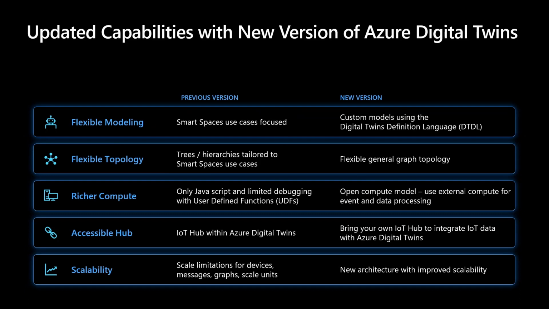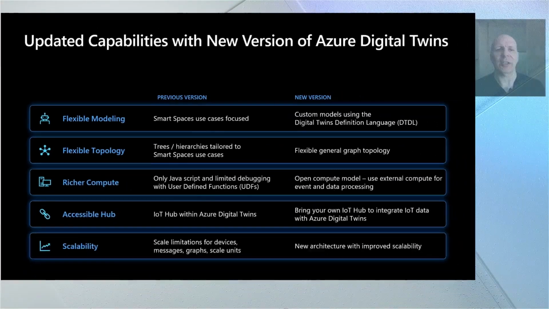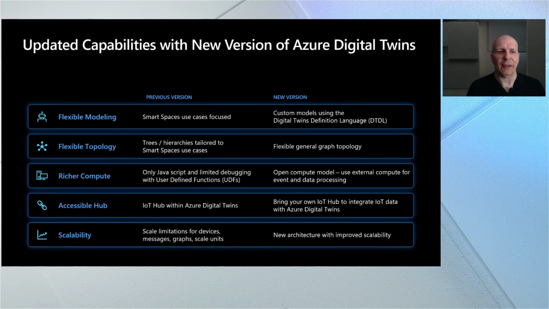So where ADT Preview 1 came with a hard-coded ontology of entities for smart spaces and a topology system focused on the sort of hierarchical relationships tuned specifically for the building domain, the new version delivers a flexible modeling system that lets you design your own custom types, your own entities to represent the things and people that matter in your world. It also lets you create complex graph topologies with much richer connectivity between the entities you model.